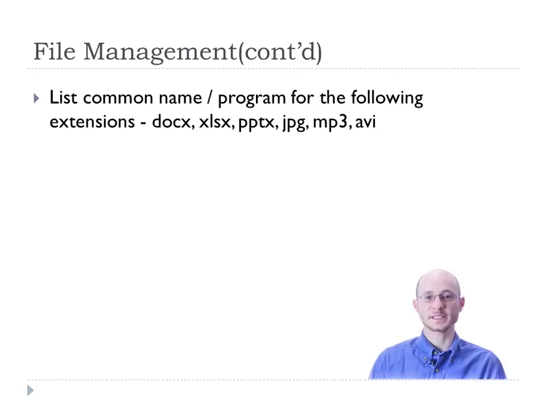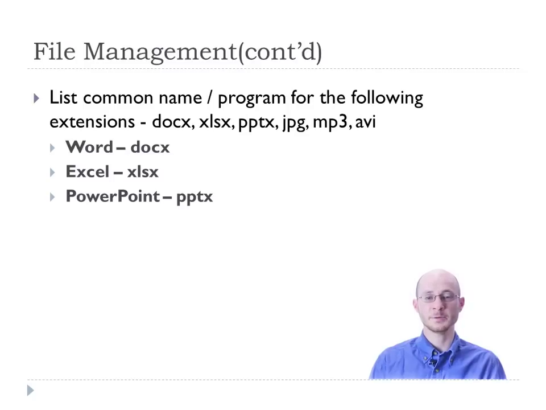Some classic or common file extensions are as follows. Word, which uses DOC or DOCX, Excel's infamous XLS or XLSX, and PowerPoint's PPT or PPTX. Generic file types include JPEGs, which are used to represent photos, MP3s for music, and AVIs for movies. Of course, these generic file types are not limited to just these examples.